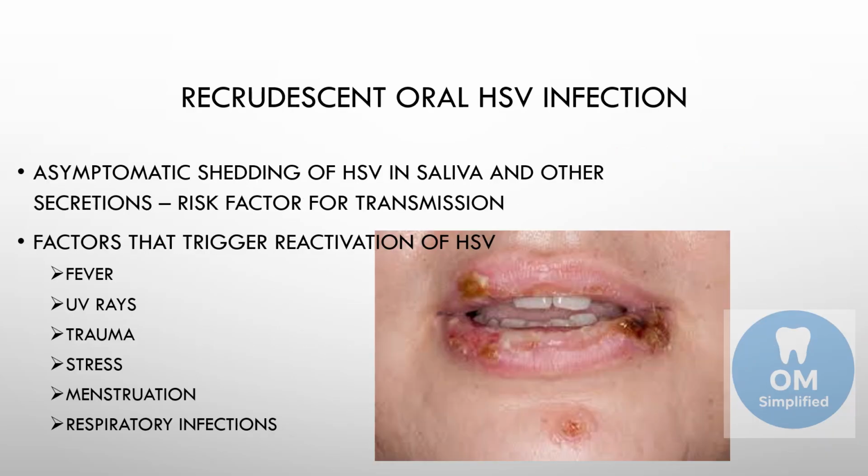After the first infection, the virus remains hidden and may reactivate. Patients can shed the virus asymptomatically in saliva, which makes it transmissible. The triggers include fever, trauma, stress, menstruation, and respiratory infections.